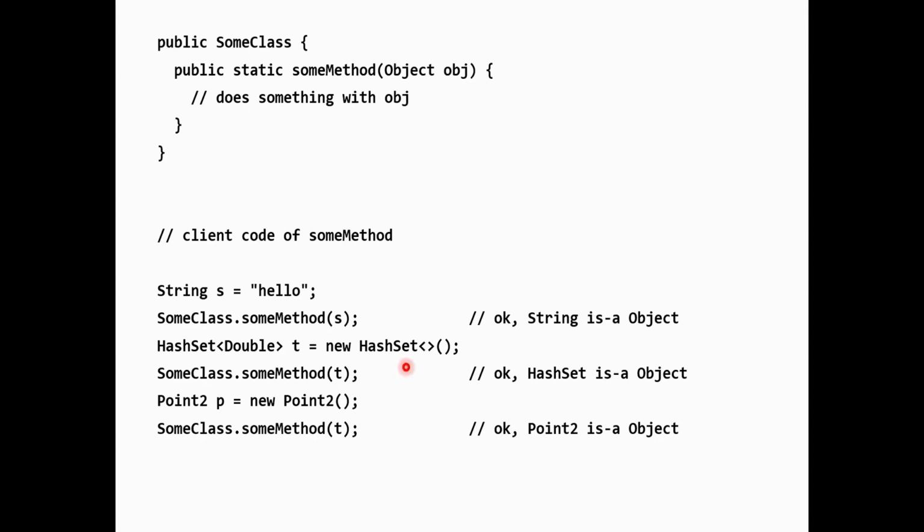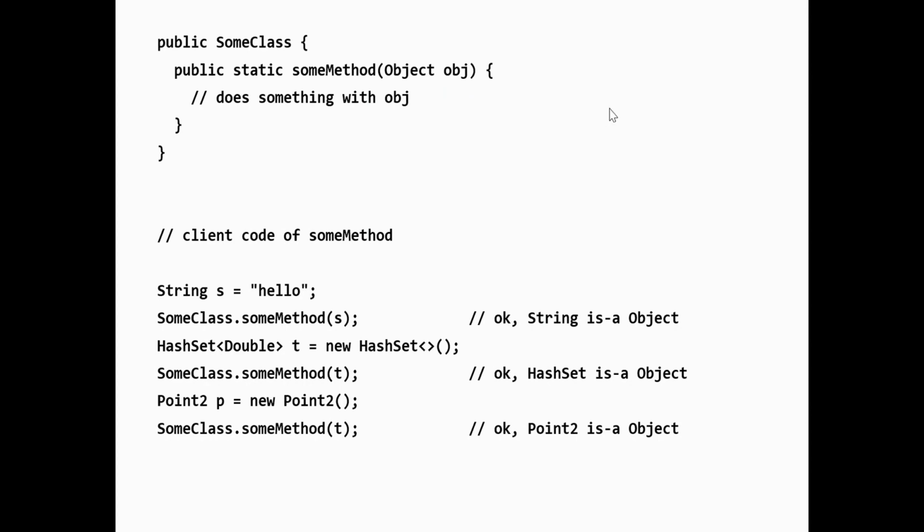Now what about hash set? So hash set is definitely not a string, but it is an object. So we can pass hash set, this object t, to this method, and everything works just fine. Similarly, we have this class Point2. Point2 is not a hash set or a string, but it is a big O Object. So I can pass it to that method right there, and everything will work just fine.